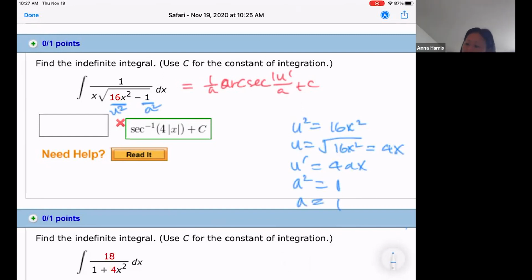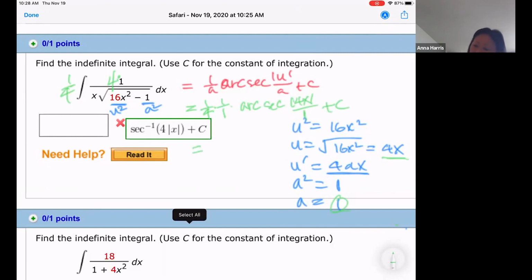So I'm just plugging it into this. Now I'm going to recognize this. I need 4 times dx, but I don't have a 4. So I multiply by 4 here and divide by 4 there. All right, after that, I'm just plugging into my formula. So 1/4, my a is 1, so 1 over 1, arcsecant u, 4x over 1, plus c. So that's it.